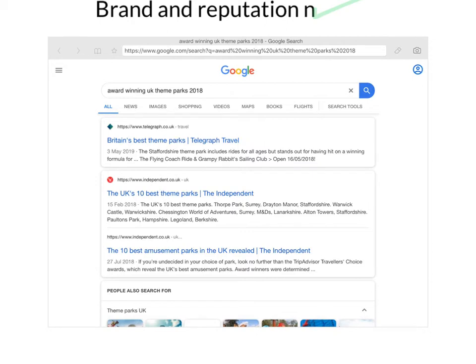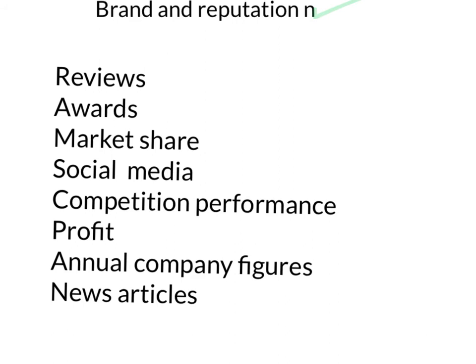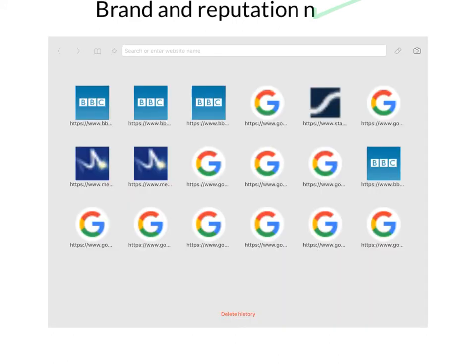So we've got the award-winning UK theme parks. We could get reviews off TripAdvisor. What we could also look at, if we're looking at profit and sales, is I could go on and I could write in, I know Thorpe Park is linked to Merlin Entertainment, and if you write down annual report, excuse the spelling, I'll go 2018 again.